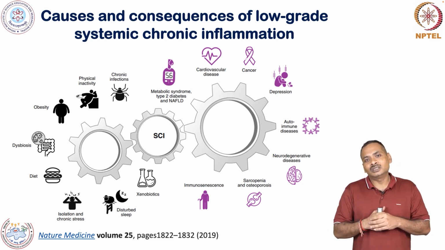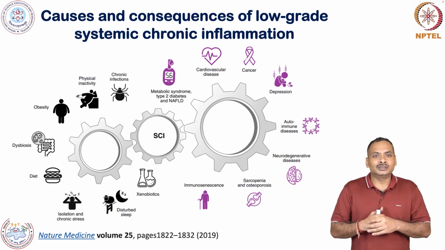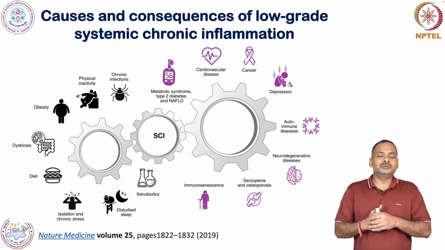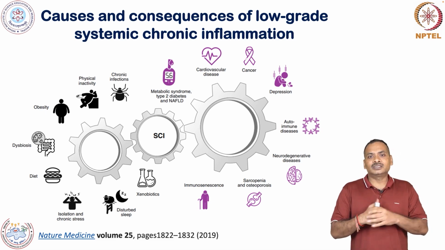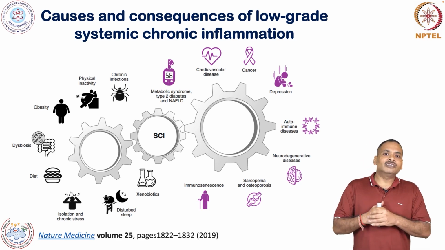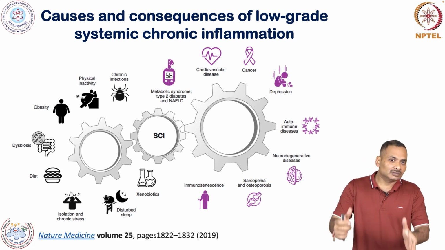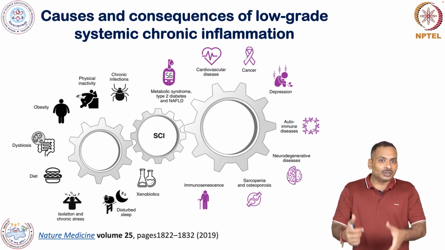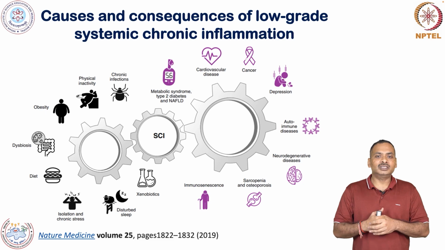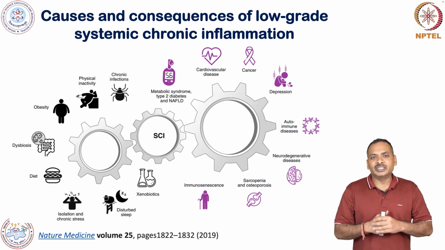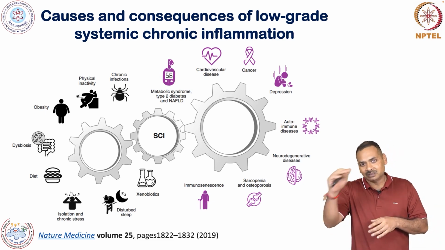That will also result in some structural problems. There will be a loss of muscles, which we call sarcopenia. And there will be osteoporosis, which is more pronounced in females, and overall that will cause immunosenescence, the decline of immunity.